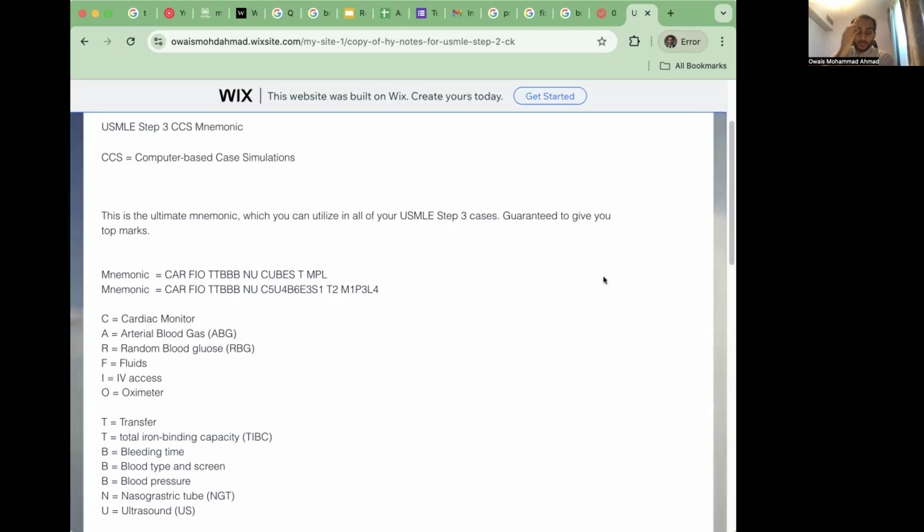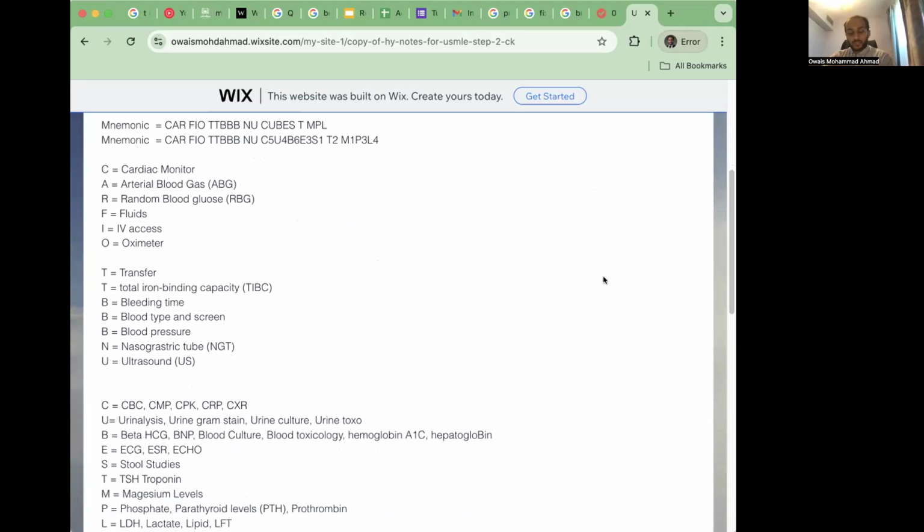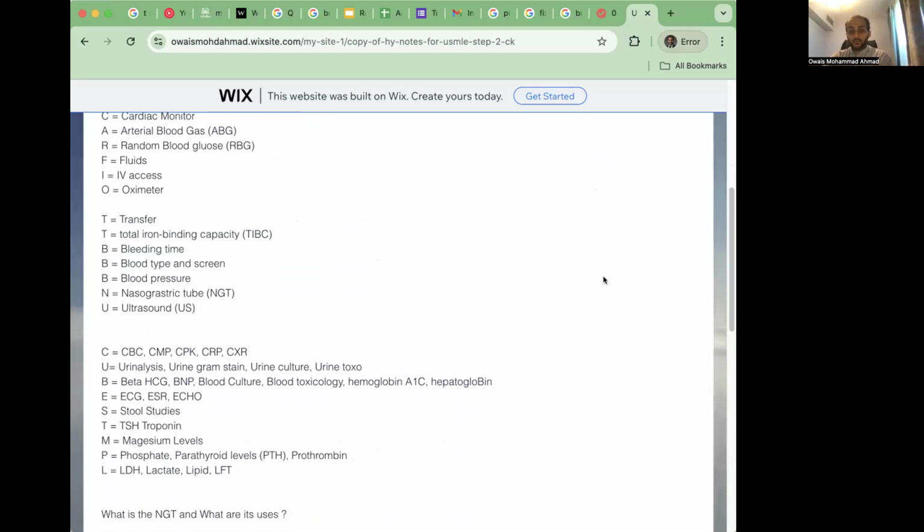urinalysis, urine culture, urine gram stain, urine toxicology, beta HCG, blood culture, blood toxicology, hemoglobin A1C, haptoglobin, BNP, beta HCG. Then ESR, ECG, echo, stool studies, TSH, troponin, magnesium, phosphate, prothrombin, parathyroid, LDH, LFT, lactate, lipids, and that's going to be here.